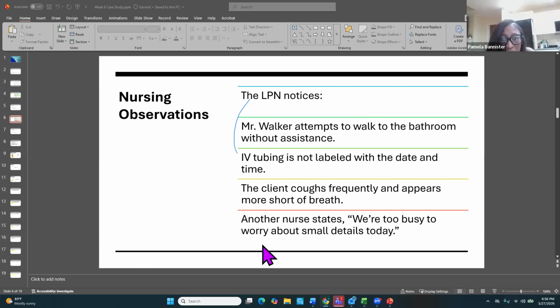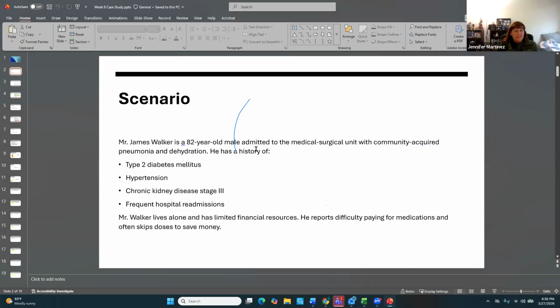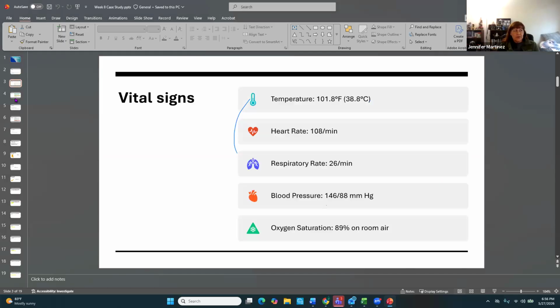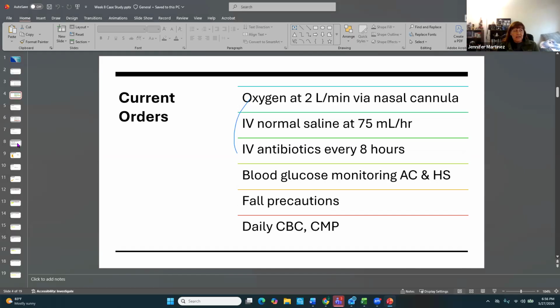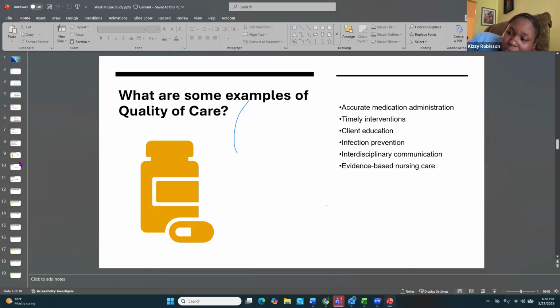Think shortness of breath, right? Always think your ABCs. Yep. He coughs frequently and appears more short of breath. So there's a couple of different things that can play a part in this. For one, I don't remember. I'm going to go back to this slide. It just says he was admitted with a community acquired pneumonia. It doesn't say how long he was there.